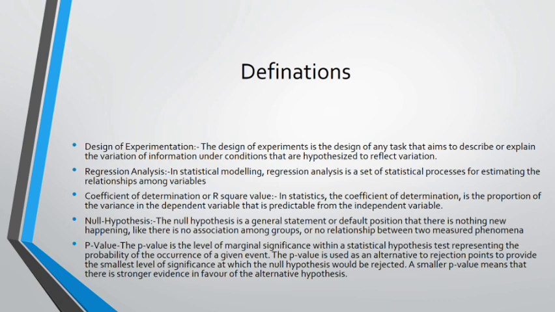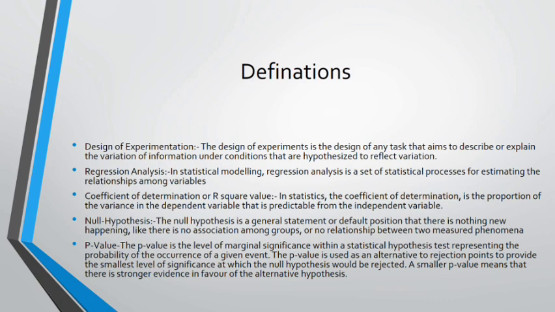Now let us see what the coefficient of determination, or R square value, is. In statistics, the coefficient of determination is the proportion of the variance in the dependent variable that is predictable from the independent variable. Another important definition is the null hypothesis. The null hypothesis is a general statement or default position that there is nothing new happening in that area, like there is no association among groups or no relationship between two measured phenomena.